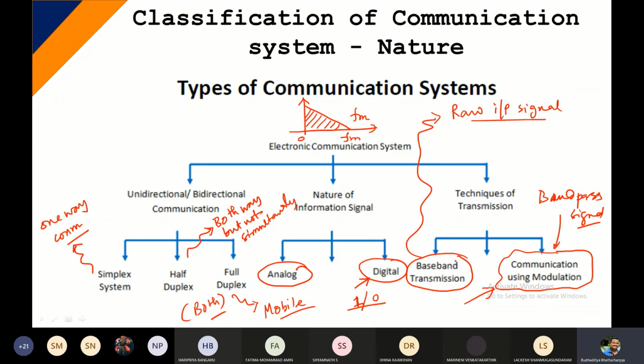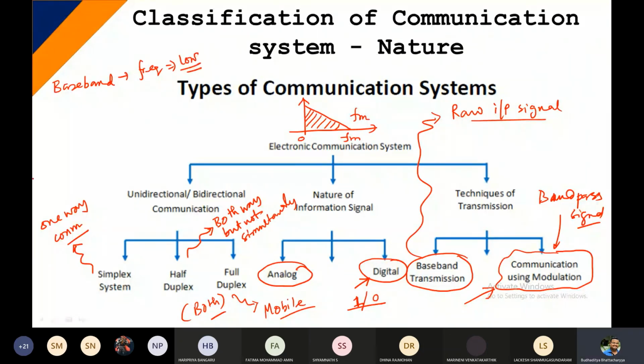Just let me give you an example for that; we'll end on that note. Suppose I have the baseband signal. The baseband signal has some frequencies, but the frequency will be significantly low. So for a baseband signal, the criterion is that the frequency is low.